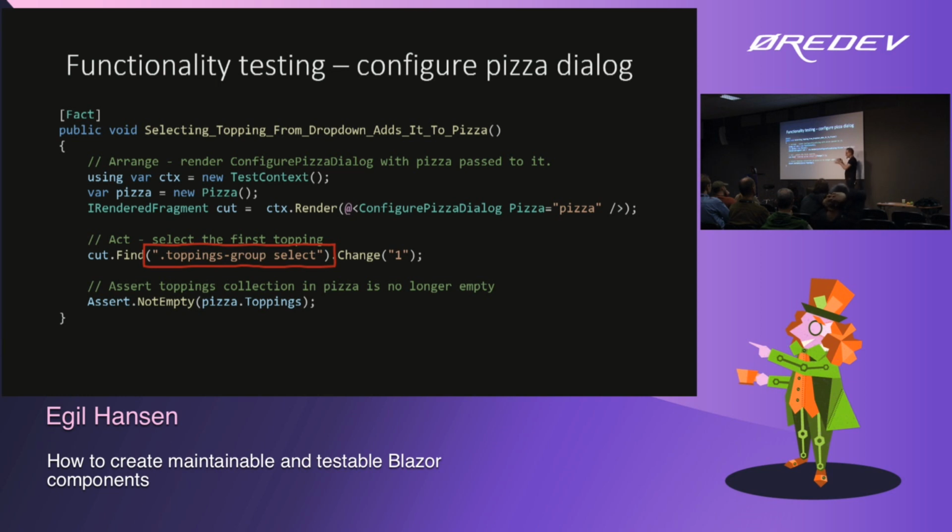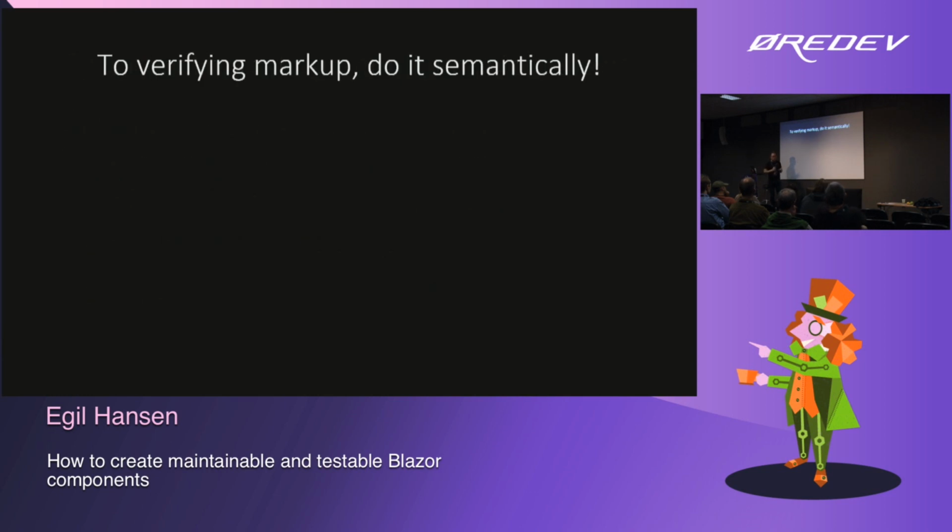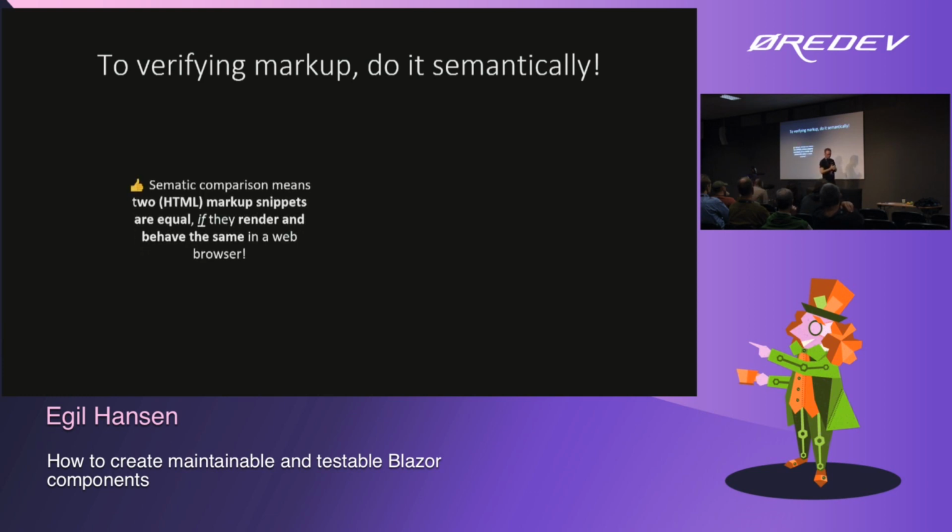We have a little bit of tie into the markup, but we could even make that simpler. But that is where I say, this is focused on the functionality and not on the markup itself. But sometimes you do want to verify the markup, and when you do, you should probably do that semantically. Semantic verification is something I define as when two pieces of markup look the same and have the same behavior in the browser from an end user perspective.